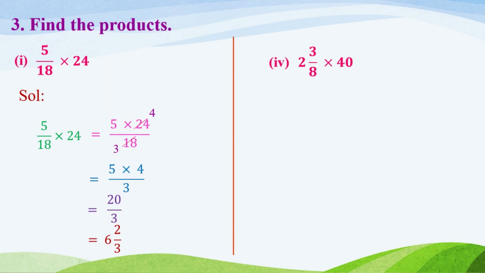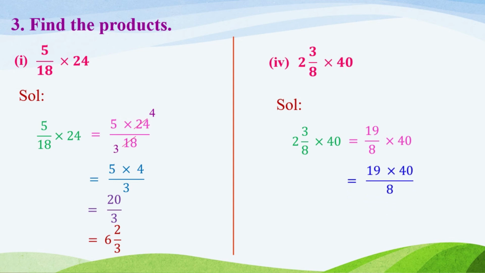Let's see another example. Fourth one. 2 3 by 8 into 40. The first one is a mixed fraction multiplied with a whole number. Let us find the solution. 2 3 by 8 into 40. First, convert the mixed fraction into an improper fraction. 2 8s are 16. 16 plus 3, 19 by 8 into 40.